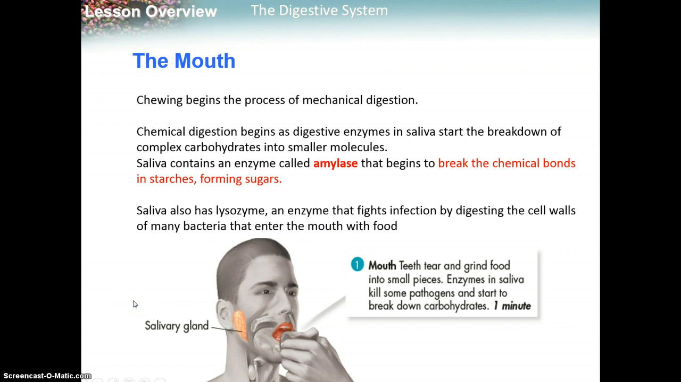So if you dropped a piece of food on the floor, there's going to be bacteria on there, so your body has an immune response right at the mouth to fight off any bacterial infection that can happen from ingesting bacteria. So that's the enzyme lysozyme. But really the main enzyme you'd want to know that's in your mouth is amylase.